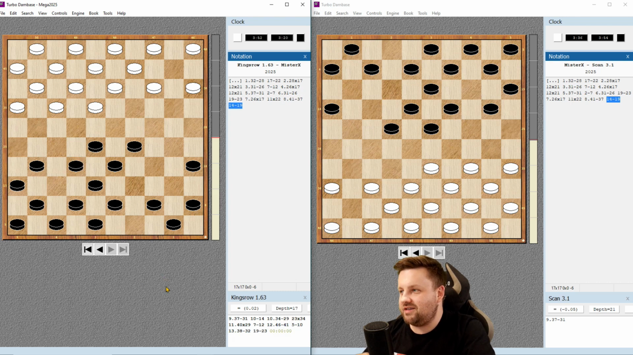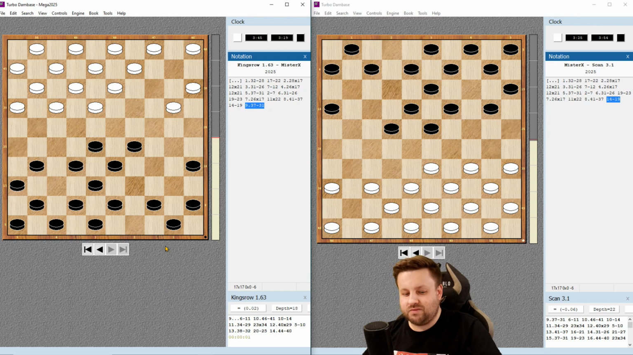Okay, 14-19, so it's opposite to what we try to teach youngsters, for example, when we say stop developing one wing and then start developing the other. Now without this move 12-18, KingsRow, Scan, sorry, is trying to play that, but we'll see how it goes. Of course, tempo advantage is on Scan's side, and we are waiting for the decision from KingsRow, ladies and gentlemen. I hope I will not lose on time.